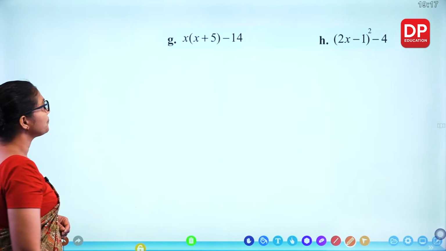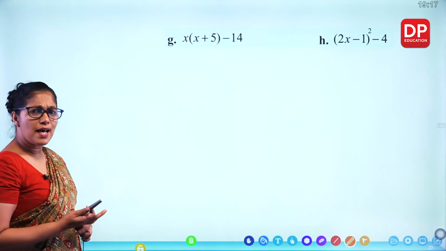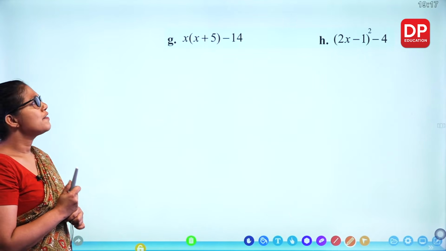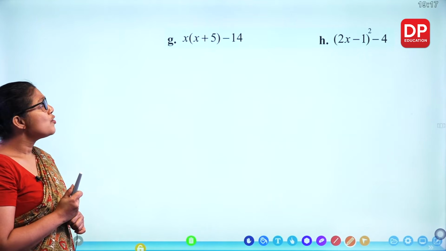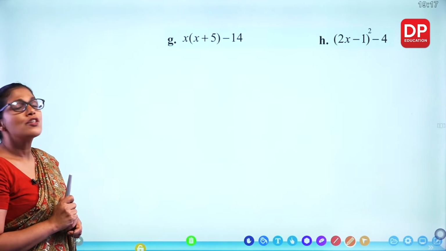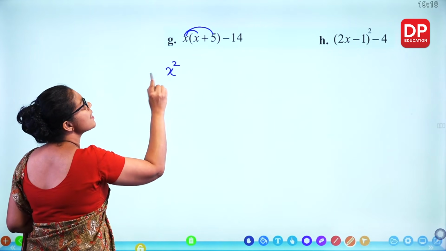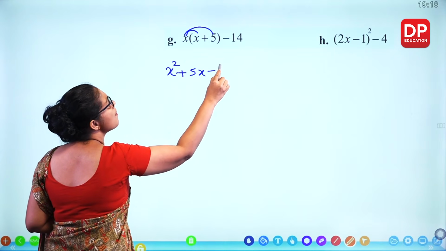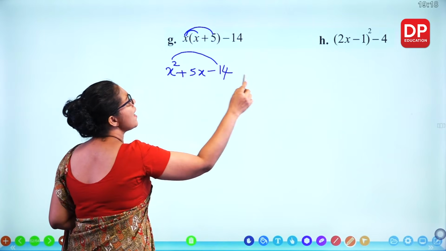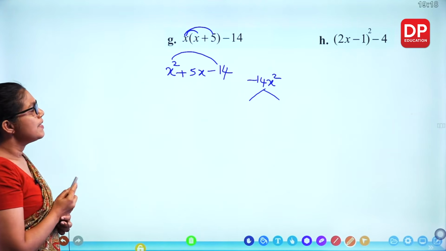Now we'll look at the next question. Now here two terms are there but no square terms. So that means definitely not difference between two square terms. So when you expand brackets, we can see 3 terms. So this is a trinomial. So we'll first expand brackets and see. So you get x squared plus 5x minus 14. Now what you do? Find the factors of minus 14x squared and split the middle term.